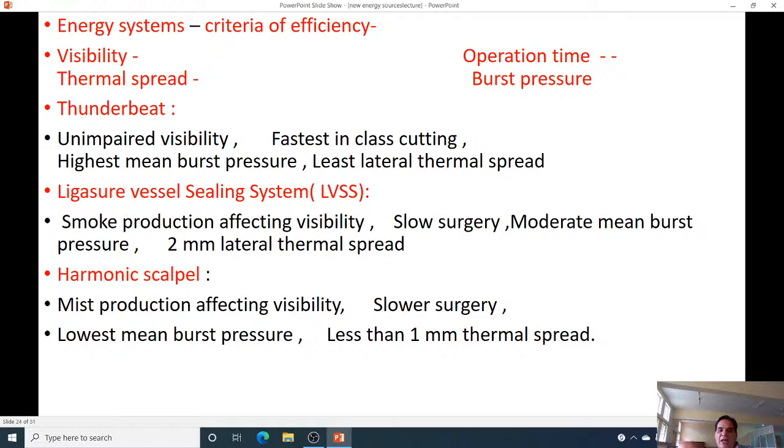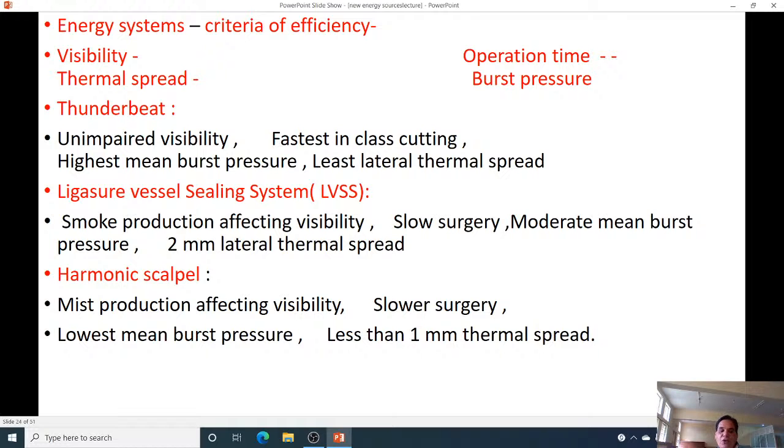Commonly used system, LVSS, LigaSure Vessel Sealing System. What happens here? Because of a high current, there is smoke production. If you are watching a laparoscopy, you can see that smoke is produced and you have to absorb it. It takes some time. You have to stop doing surgery. So in this LigaSure, more smoke is produced, it is comparatively slow, and it has comparatively more lateral thermal spread, that is 2 millimeter.